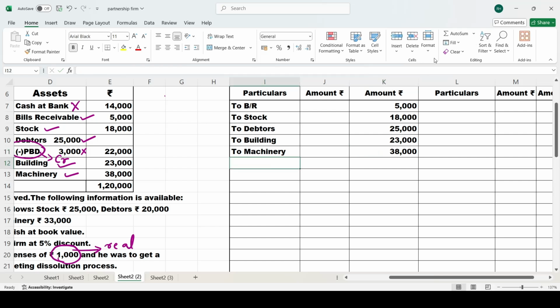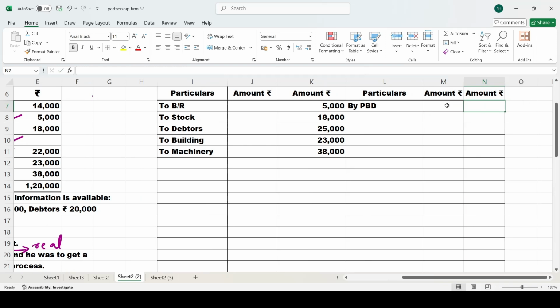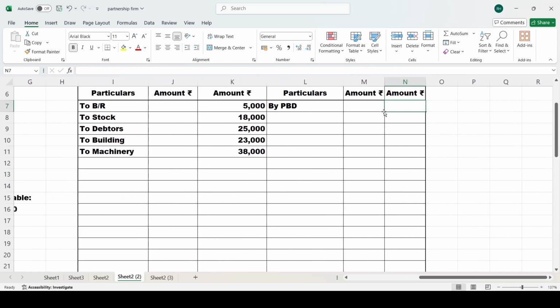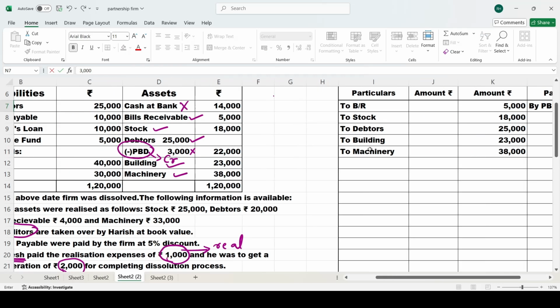Before going to the second step, recording the liability, you just record the PBD or else you'll forget it. We'll take it to the credit side by PBD. How much is it? PBD is 3,000, I think. Yes, it is 3,000. We'll take 3,000 over here. Now, the first step is completed. We'll move on to the second step.